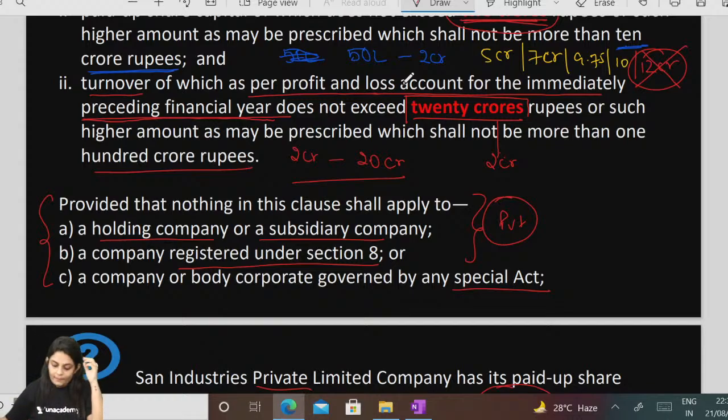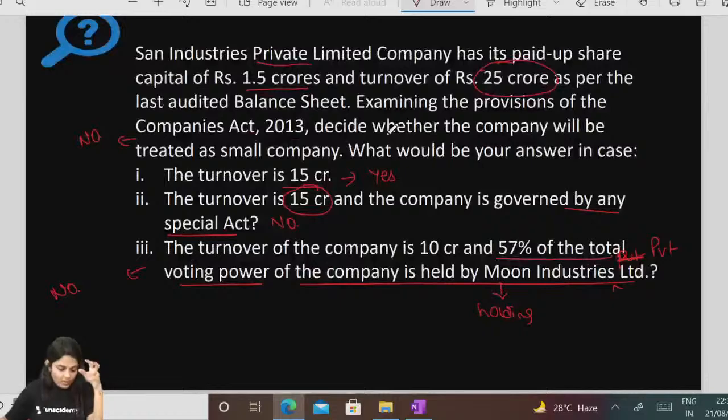Correct? I hope you were able to answer all the three questions that we discussed. I hope all the amendments were clear and you have noted all the amendments. Please do that. Please do not miss out on the amendments.